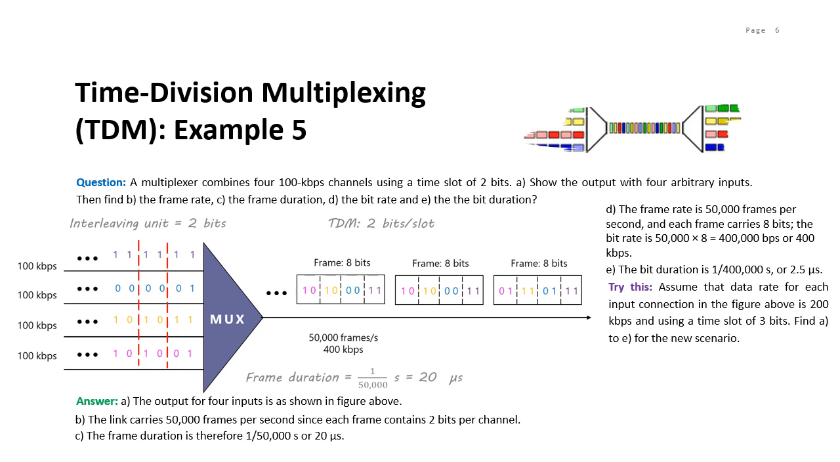Now I want you to try this yourself and see if you can get the answer. Assume that the data rate for each input connection in the figure above is 200 kilobits per second and using a time slot of 3 bits. Do A to E for the new scenario.